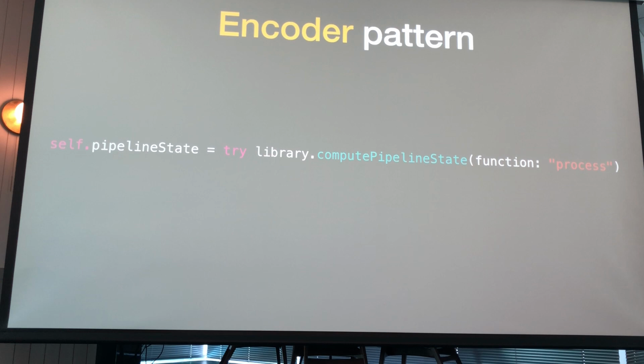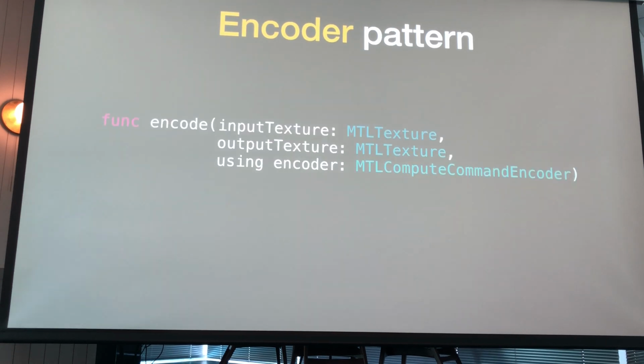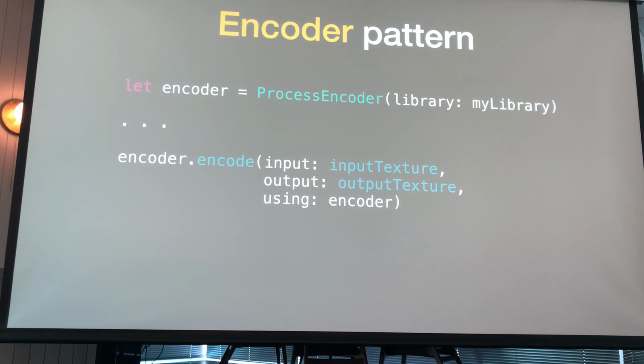And the second thing the encoder has is an encode method. This method takes all of the arguments that the shader takes and encodes them into the GPU pipeline. So basically it encapsulates the GPU logic, the GPU encoding. And the usage is pretty simple. You first create the encoder in the initializer, and then you use it.